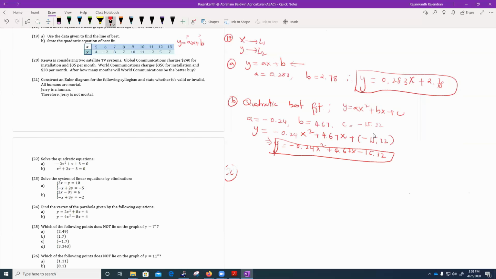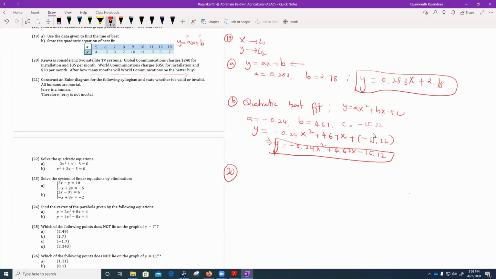Question 20. Kenya is considering two satellite TV systems. The Global Communications charges $240 for installation and after that $35 per month. The World Communications charges $350 for installation and then $28 per month. After how many months will World Communications be the better buy? That means they are indirectly asking you to find the break-even point. So find the balance point.